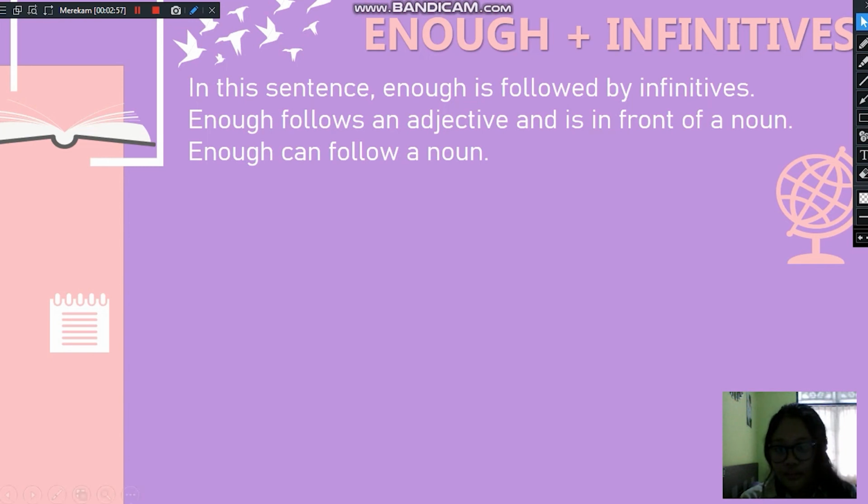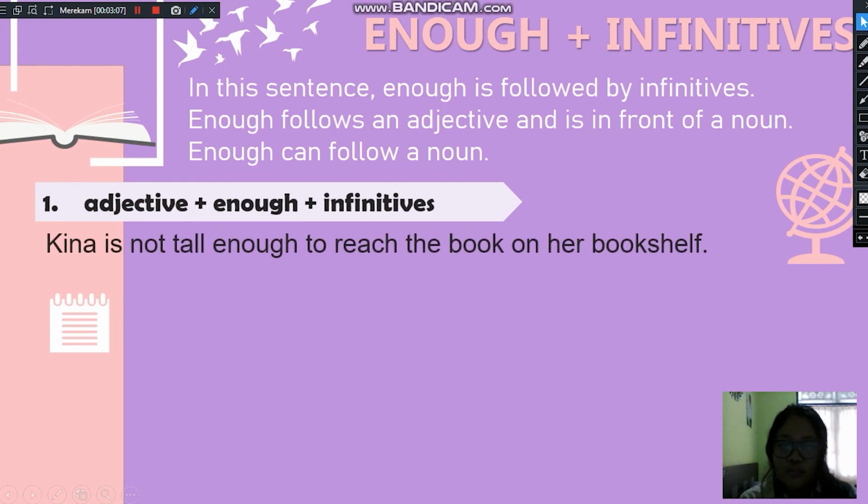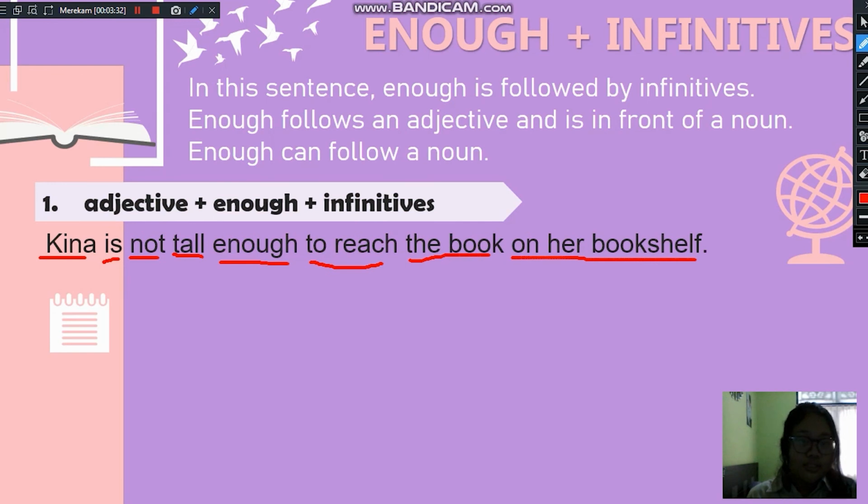Number 1 is adjective plus enough plus infinitive. For the example: Kina is not tall enough to reach the book on her bookshelf. Kina is the subject, is is the auxiliary, this is the word not, this is the adjective, this is the word enough, to reach is the infinitive, the book is the object, and on her bookshelf is the complement.